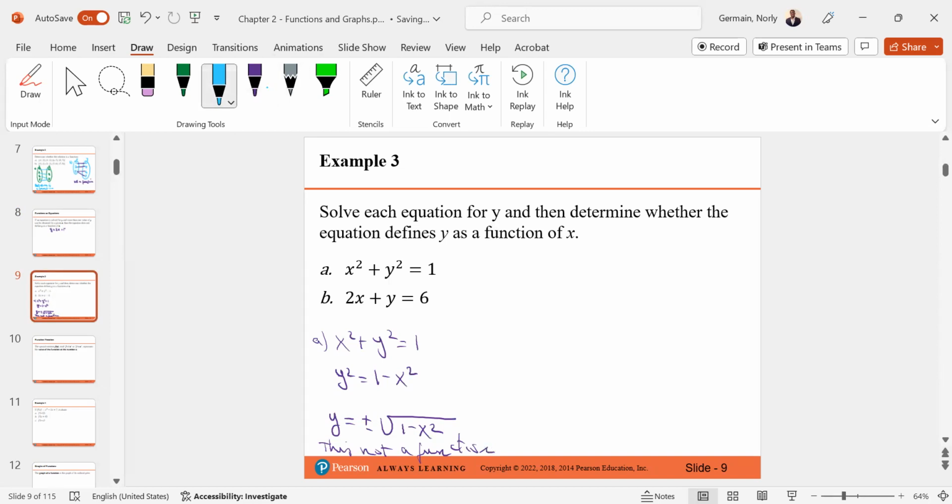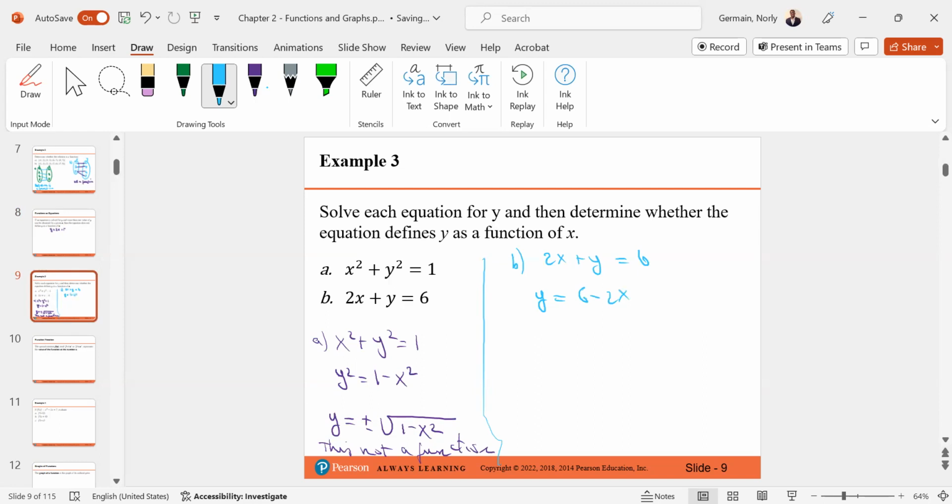But let's go over B, okay? So if we do B, we have 2x plus y equals 6. Now remember, you must solve for y. So if we subtract 2x from both sides, we're going to have y equals 6 minus 2x.